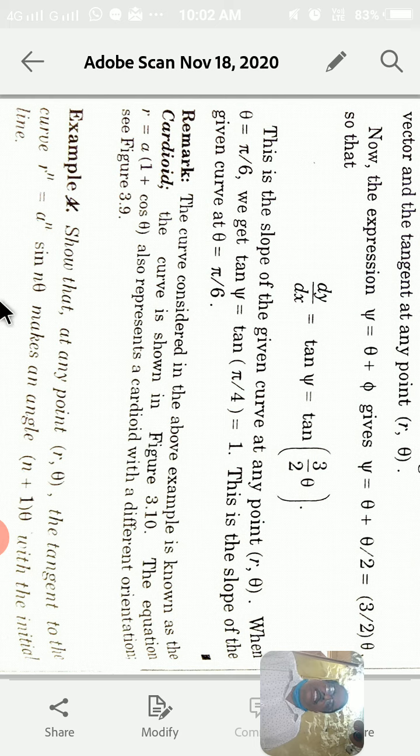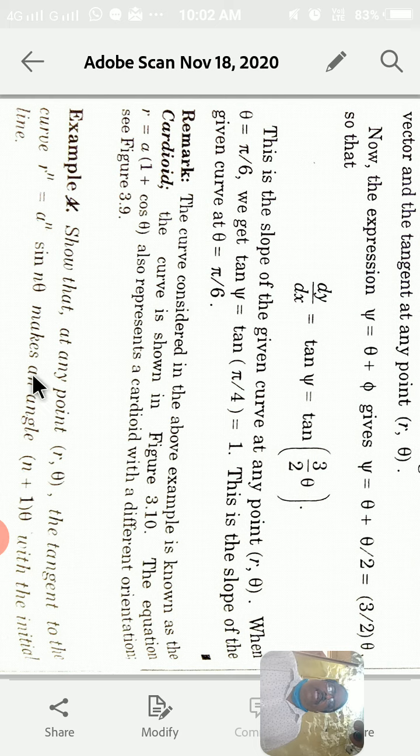Next we have another problem. Show that at any point r theta, the tangent to the curve r raised to n is equal to a raised to n sin n theta makes an angle n plus 1 into theta with the initial line. Now see here, this is what we have to show. The angle between the tangent and the initial line is nothing but psi, the slope of the tangent, that is psi we have to find.